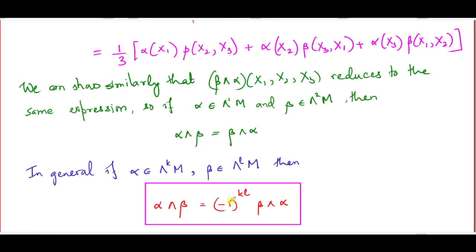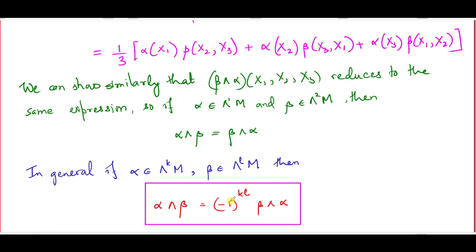On the other hand, if both alpha and beta have ranks which are odd, so both K and L are odd, only then will the product KL be odd and minus 1 to the KL will give a minus sign. So the rule essentially is very simple. If even one of these forms is of even rank, then the wedge product commutes. If both of them are of odd rank, then the wedge product anti-commutes. But let me remind you that we have not really proven this final statement yet. We have just stated this.